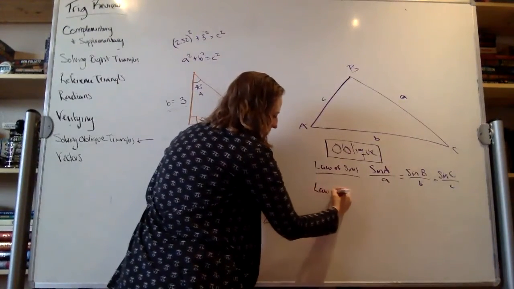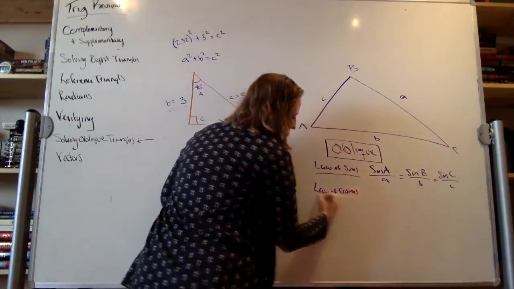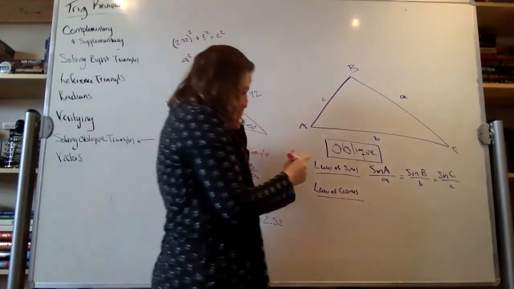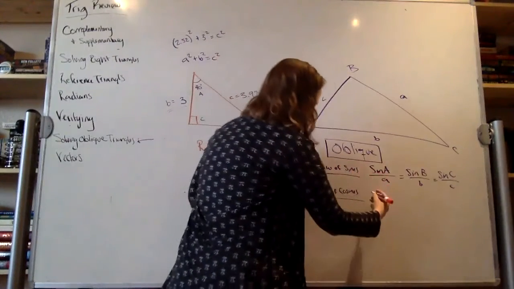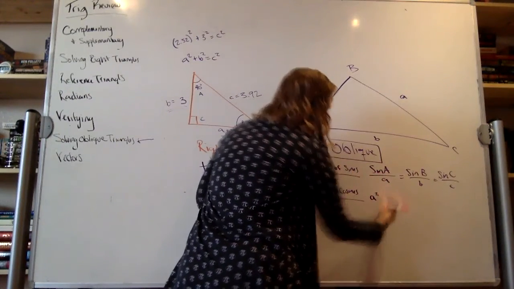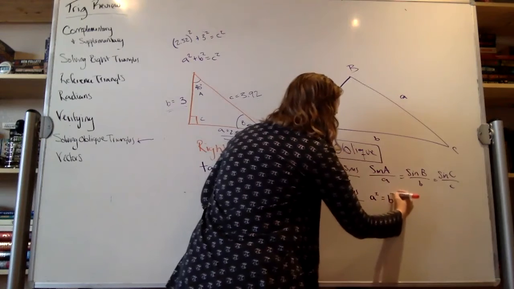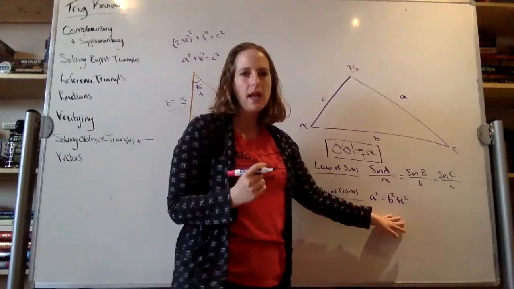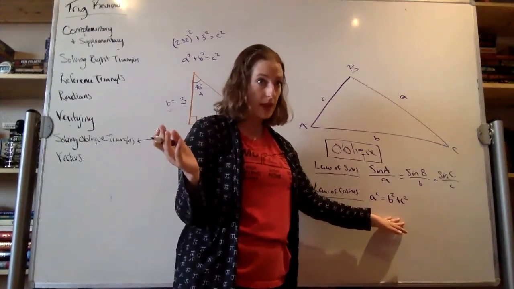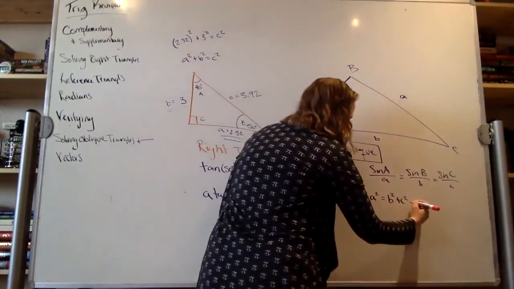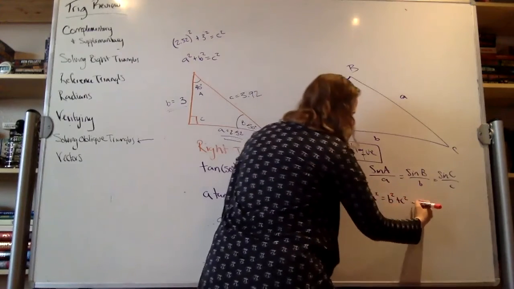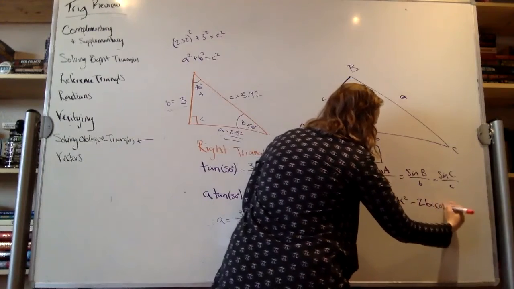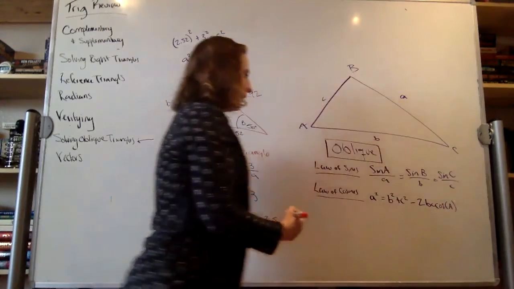We also have the law of cosines. The law of cosines comes in three flavors. Each flavor is very similar. So I'm going to write all three of them right here. Law of cosines, one version, a squared equals b squared plus c squared. When remembering the law of cosines, I like to think, hey, this is almost like the Pythagorean theorem. Law of cosines comes from the Pythagorean theorem. So a squared equals b squared plus c squared minus 2 times bc cosine of angle A.